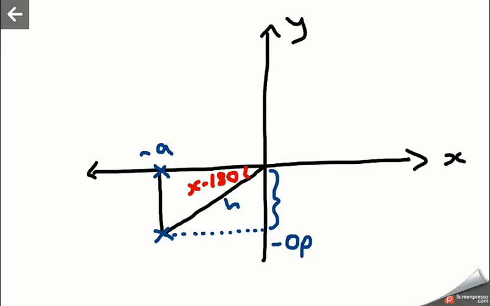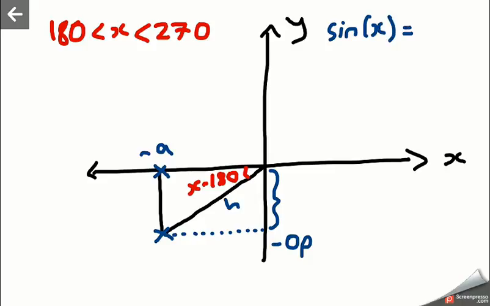And hence we can get our cosine values now for 180 less than x less than 270. For 180 less than x less than 270, we can see that in fact sine of x is equal to negative OP divided by negative A. Wait, that's not right. Negative OP divided by h.